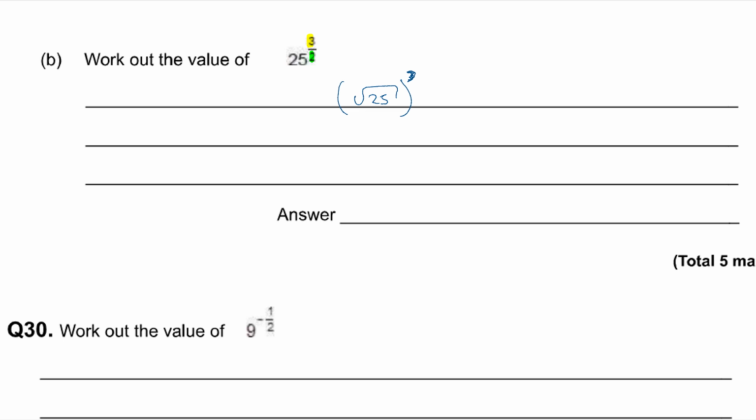I work out what the square root of 25 is, that's 5, and then I can apply the cube. So 5 cubed, that's 125 then, isn't it?